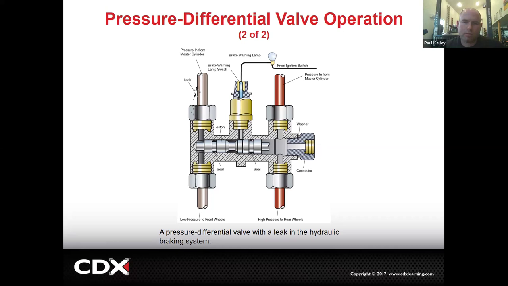It closes and illuminates the light. Bingo. That's it. So that's how these switches work. You may have the float switch in the master cylinder, or you may have a pressure differential switch that is in the hydraulic system. You won't have both.